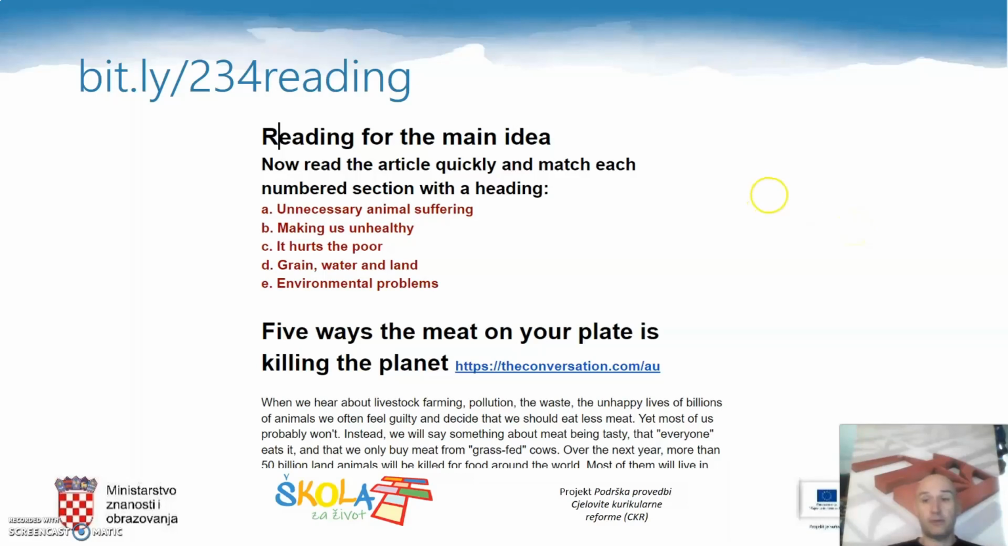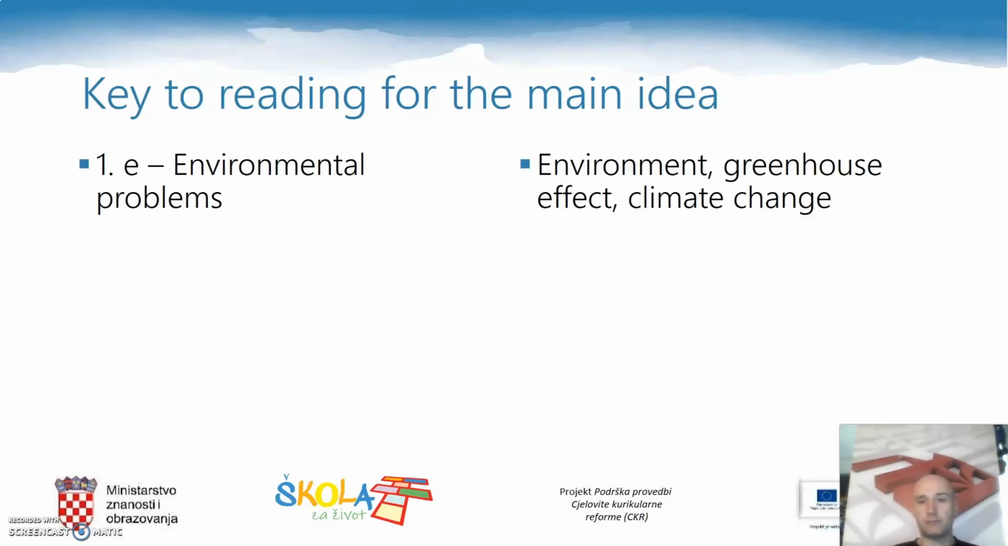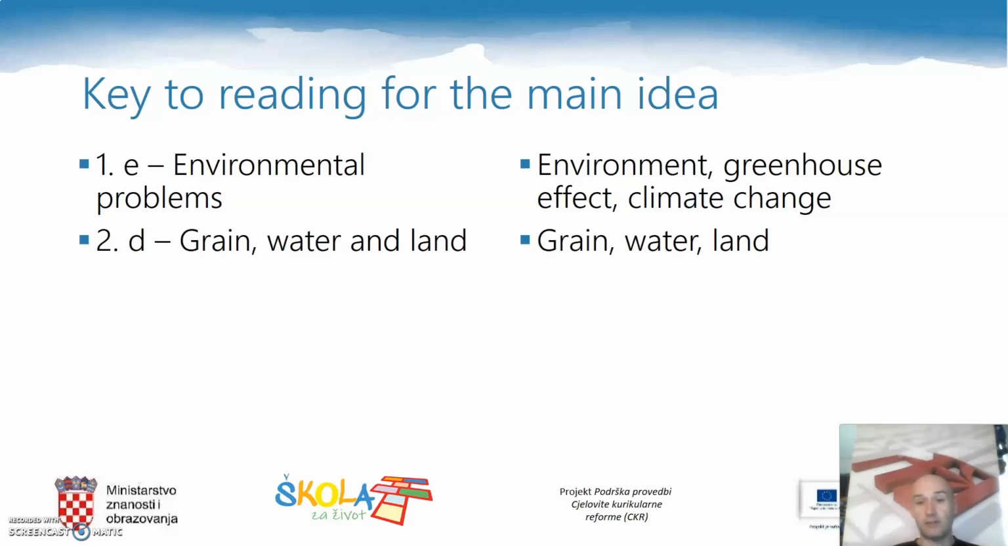I hope it wasn't a very difficult task, so let's see if you managed to do it correctly. So the first paragraph is labeled Environmental Problems. In this paragraph, you could have found the words like environment, greenhouse effect, and climate change. The second paragraph, labeled grain, water, and land, quite obviously, these are the 3 words that were repeated in this paragraph.